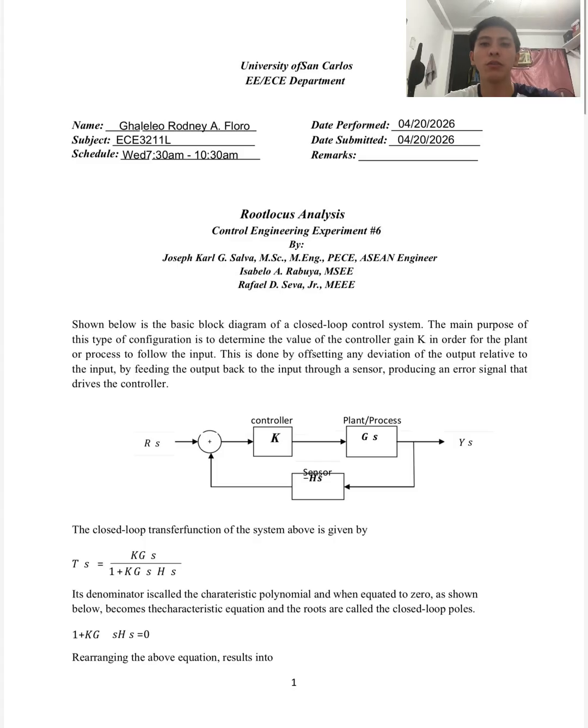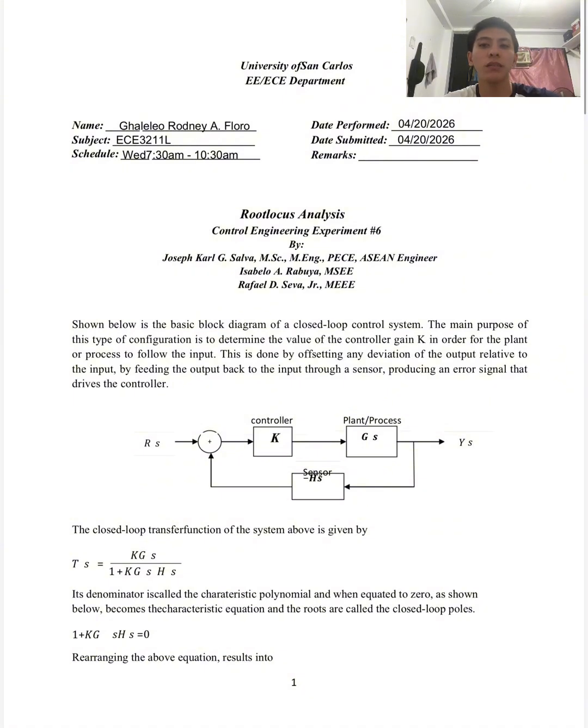So good day everyone. I just finished doing lab report 6, which focuses on root locus analysis. This experiment helps us understand how the closed loop poles of a control system move as the controller gain K changes, and how this affects the stability and performance of the system.